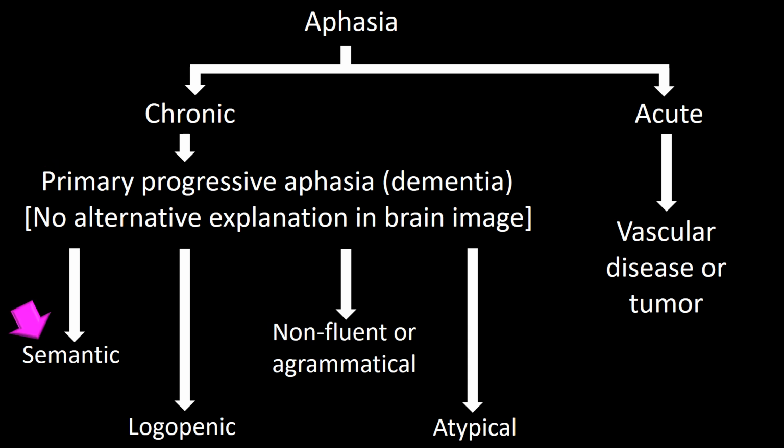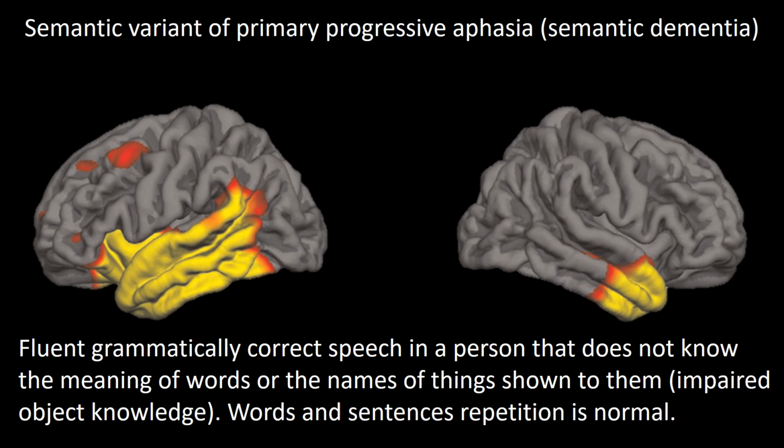The semantic variant, also called semantic dementia, involves both temporal lobes, the left more than the right. Semantic dementia is characterized by fluent speech and impaired object knowledge; word and sentence repetition is normal.